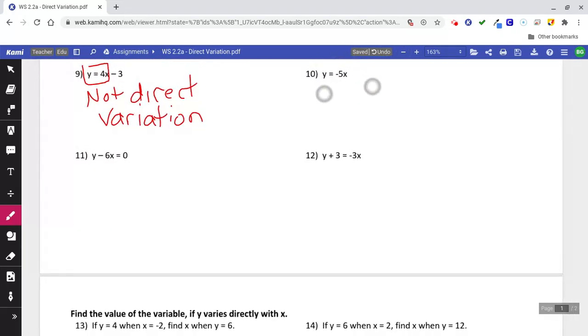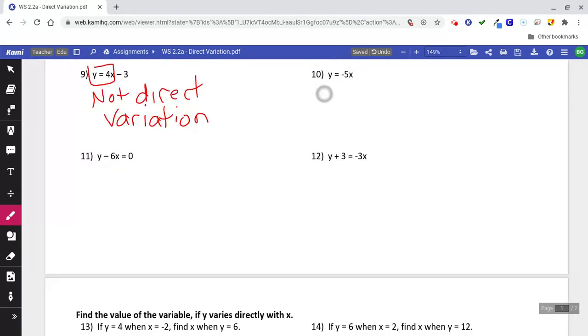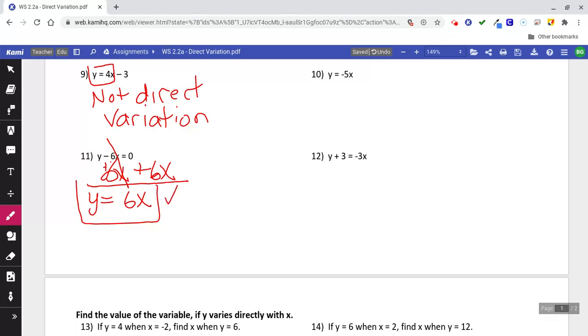If we look at number 11, it looks weird, and your gut feeling is it's not direct variation, but really you should get y by itself. So let's isolate the y. I'm going to do that by adding 6x to both sides. I'm just trying to get y by itself. So if I add 6x to both sides, I'm going to get y equals 6x. And sure enough, that looks like what I need it to look like. That's direct variation with k equal to 6.